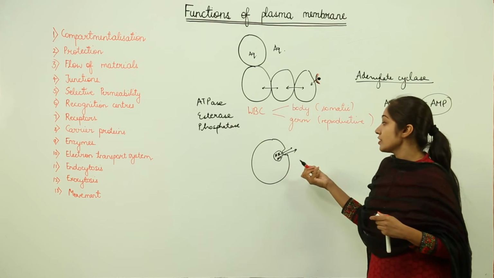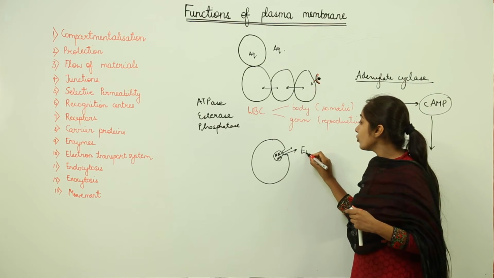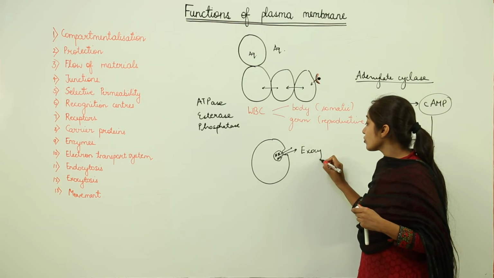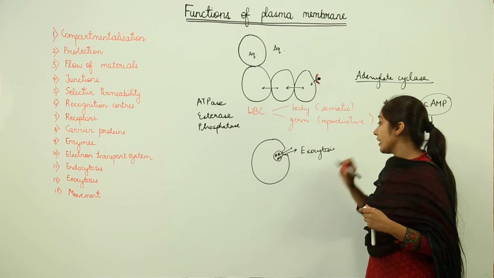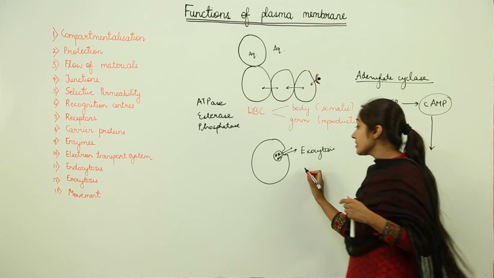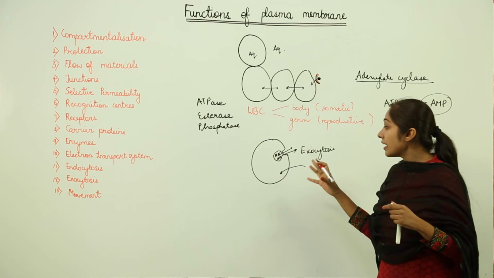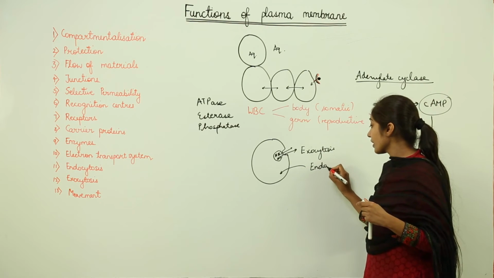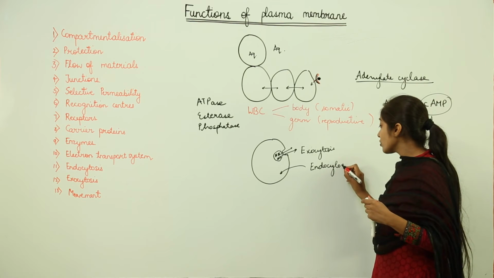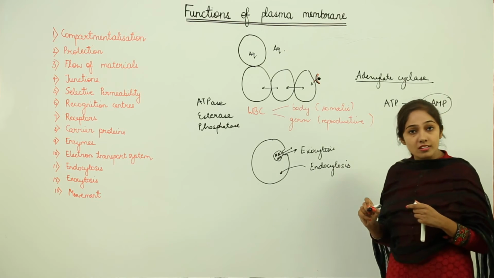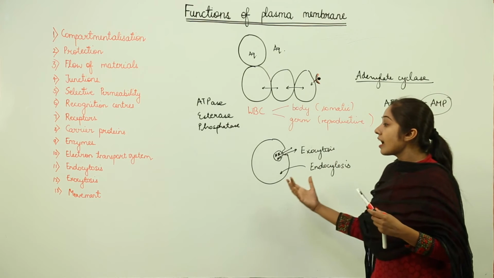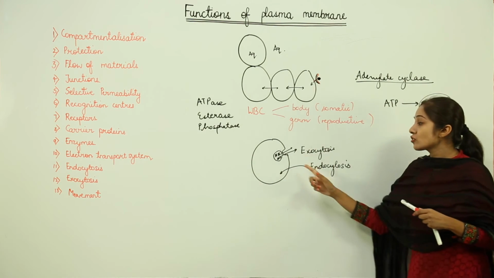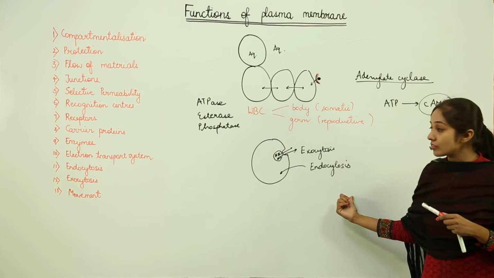So this process is known as what? It is known as endocytosis. Sorry, it is known as exocytosis. In a similar way, when the materials are going to be taken inside the cell in bulk form, we call it endocytosis. So this is how the plasma membrane actually participates in exocytosis and endocytosis.